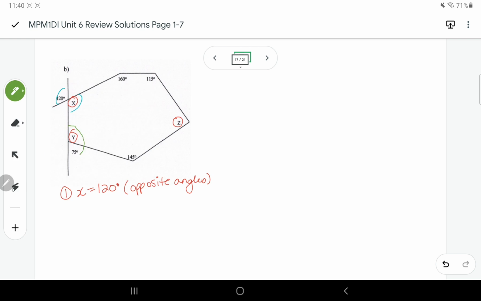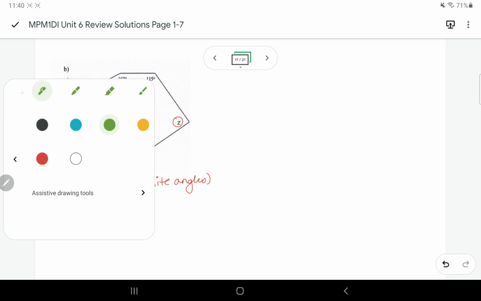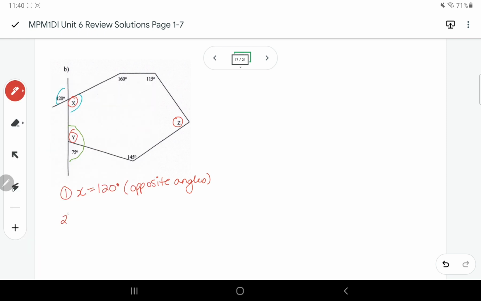Then I'm going to look at the y and I see I have supplementary angles there. So I would say y plus 75 equals 180 because they're supplementary. So y equals 180 minus 75, y equals 105 degrees. So once I know those, so I know this is 120 and this is 105, then I can figure out the sum of all of the interior angles.